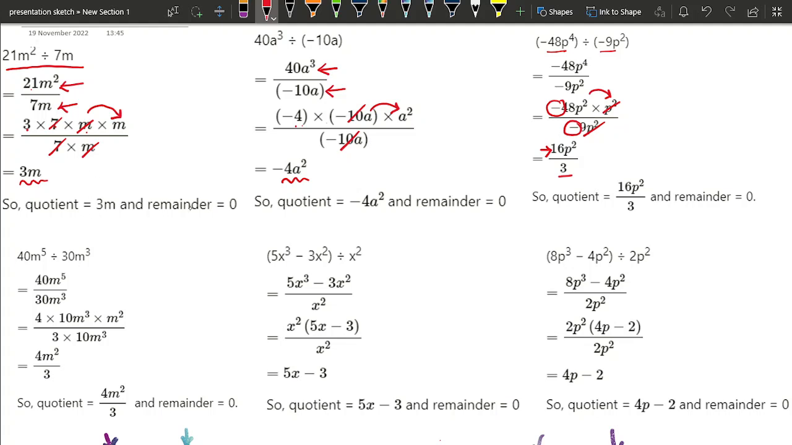Now here, in all these three cases, the remainder is 0, right? Because they are all divisible, and the quotient is mentioned here like this. Quotient in the first case is 3m, in the second case it is minus 4a square, and in the third case 16p square divided by 3. Now in this fourth example, again the same thing, 40m raised to 5 divided by 3m cube. Here again 40 is mentioned in terms of two factors as 4 into 10. Okay, so 10m cube and 10m cube, these two common factors will get cancelled, and I'm left with 4m square divided by 3.